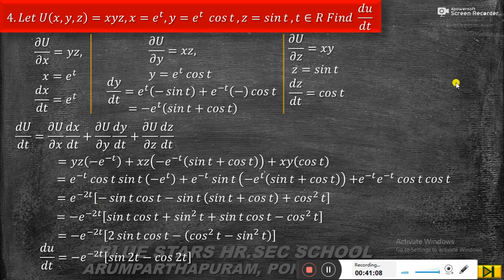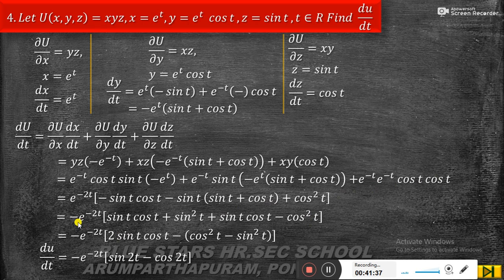So in the next step, e^(-t) times e^(-t) gives e^(-2t), which I take outside. So e^(-2t) into the remaining terms: minus sin t cos t, plus sin t (sin t plus cos t). Next, e^(-2t) I take outside, so the remaining terms are cos² t.